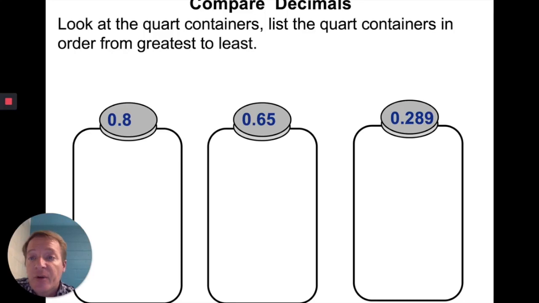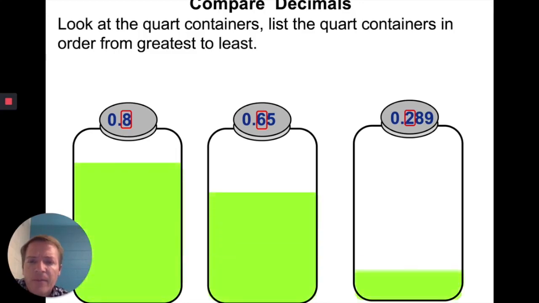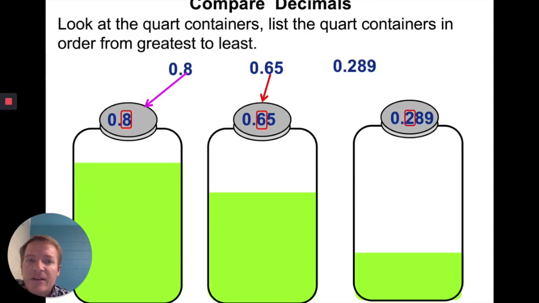Okay, let's look at another one. Look at the quart containers. List the quart containers in order from greatest to least. It's always important to read those directions because sometimes they flip it and make you do least to greatest. So we go to the number to the right of the decimal point. So we have 0.8, 0.6, and then 0.2. Guess what? I'm going to fill those up. They're already in order from greatest to least.